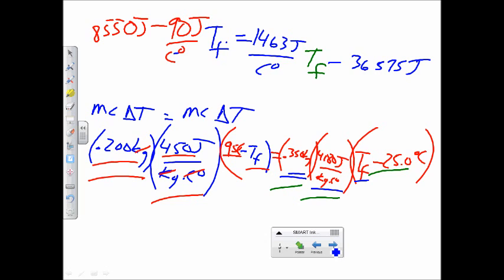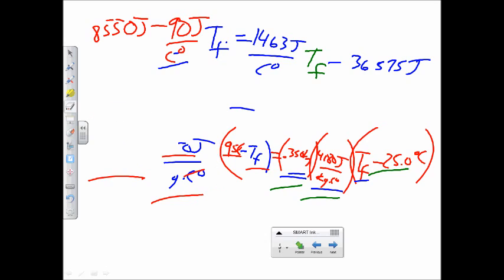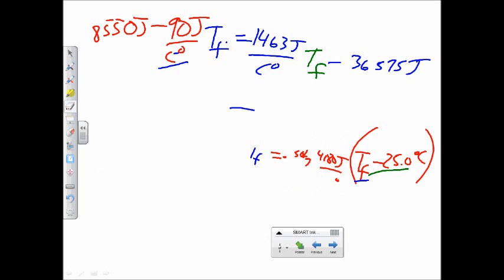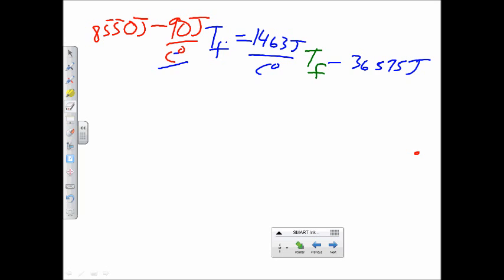All right, from there we got to put together like terms. So I think what I'm going to do first of all, just to get rid of negatives, is add this 90 to both sides. So over there on the other side, make a little space. So when I start combining like terms, add the 90 to both sides. So let's go 1463 plus 90, 1553. All that's times Tf.